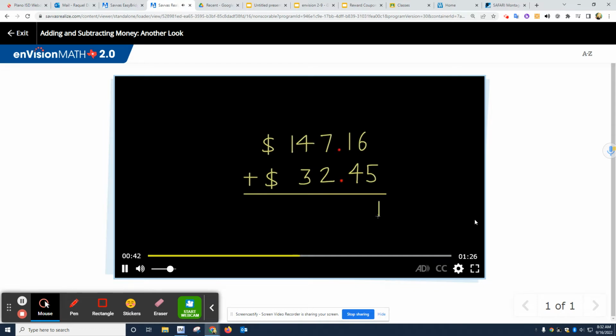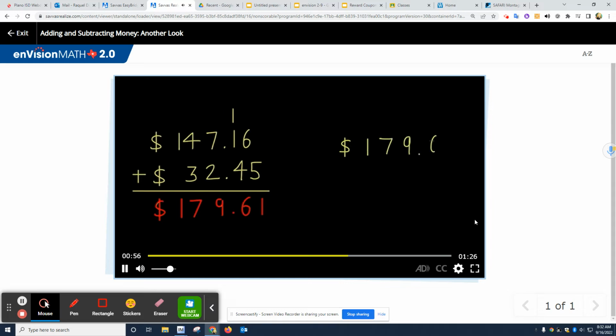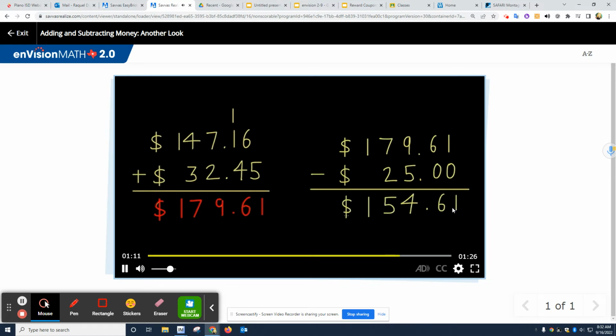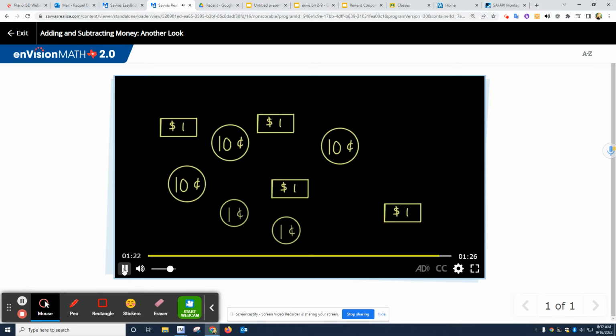Remember to line up the decimal points. Then we can add each place value, starting with the hundredths place. So far, Mackenzie has $179.61 in her bank account. But then Mackenzie took out, or withdrew, $25. So we'll subtract 25 from her total. Just like before, we line up the decimal points. Then we subtract each place value, starting with the hundredths place. Mackenzie has $154.61 left in her bank account. And that is how you add and subtract money, money, money, money.